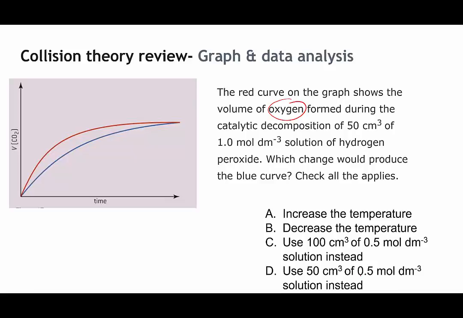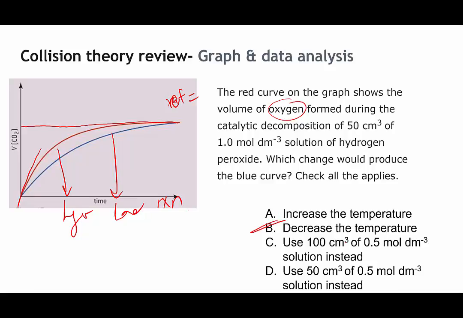Okay, so now you can take a look at the rate of reaction. It's apparent that both of the reactions will reach the same point. That means you will have the same amount of reactant. The red one will have a higher rate of reaction, and the blue one will have a lower rate of reaction. So if you take a look, decreasing the temperature will produce a blue curve.